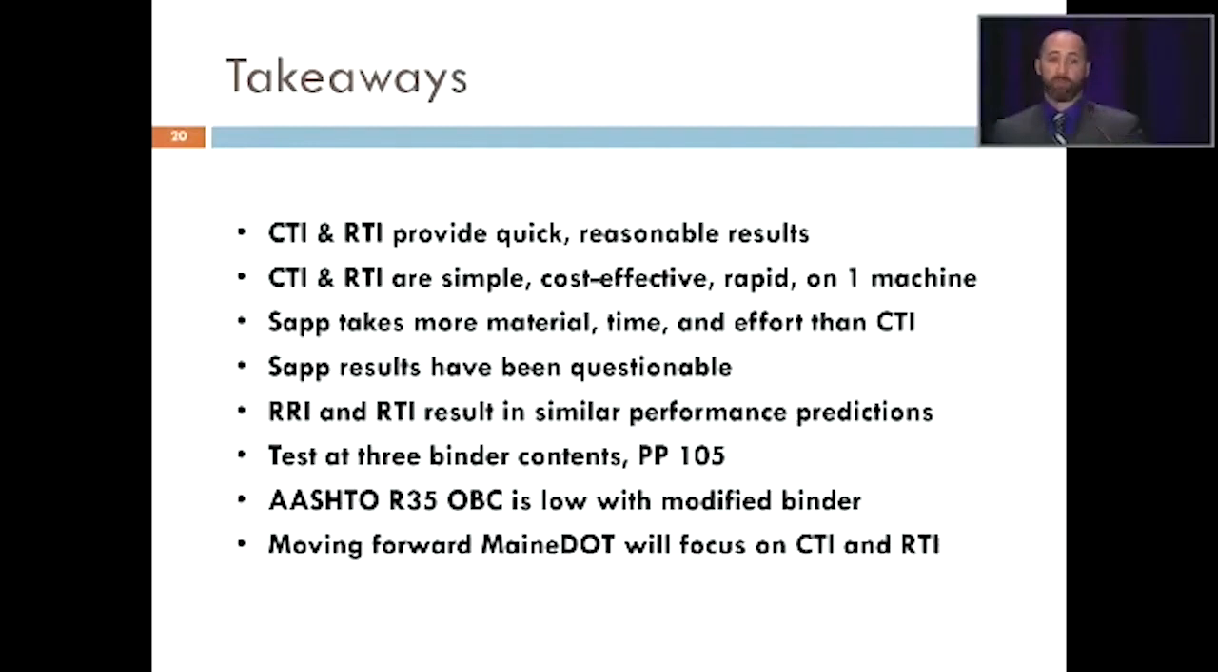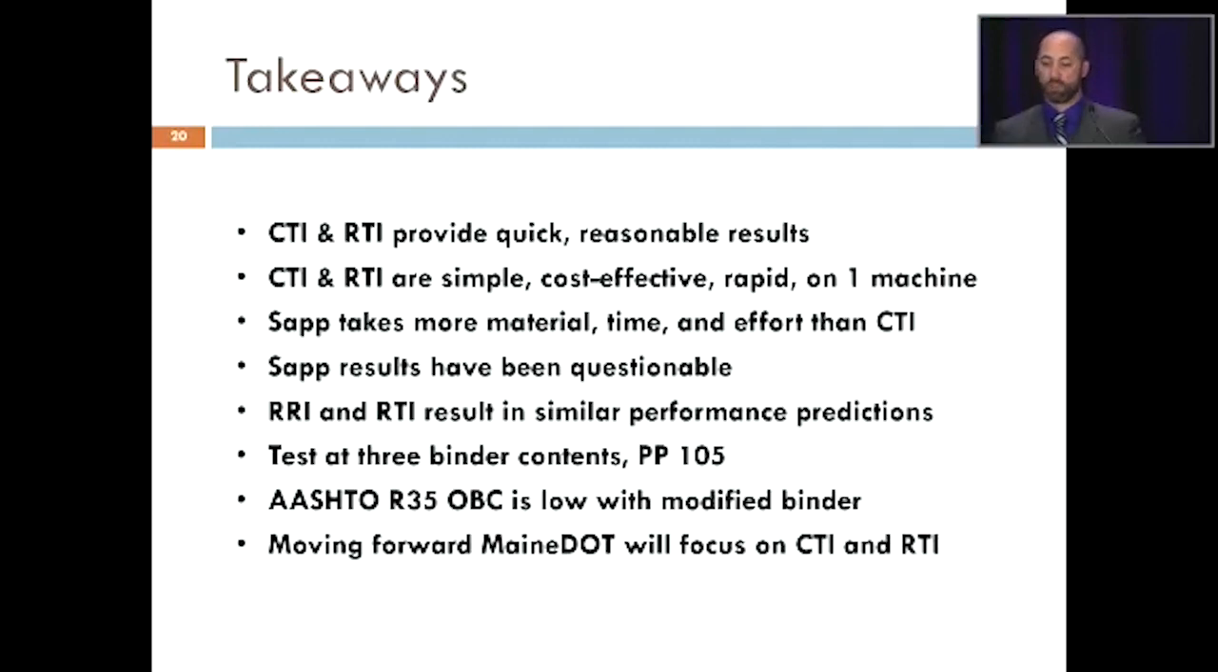The AMPT SAP value takes a lot more material, time, and effort than the ideal CT, and a lot more training. So the rutting resistance index, the Hamburg wheel tracker rut value, and the ideal CT rut value, the RTI, result in similar performance predictions. So there may be some validity to using it as a surrogate.